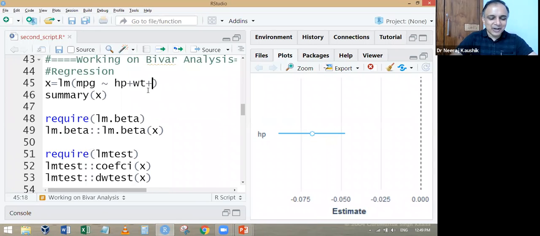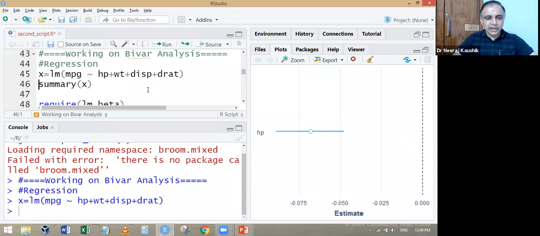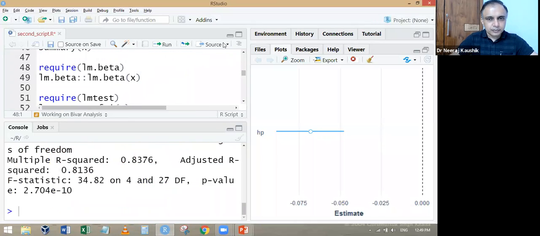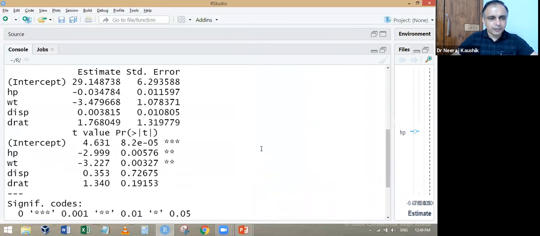If you require a third one, disp, add a third one also. You want to add a fourth one, drat, this is the fourth one. It becomes multiple regression. Rest of the things are the same. So let me check the four. All the output goes into x, and this is the summary of x.